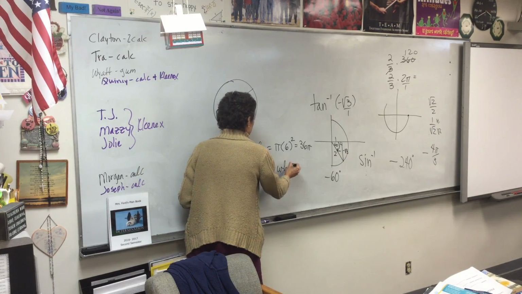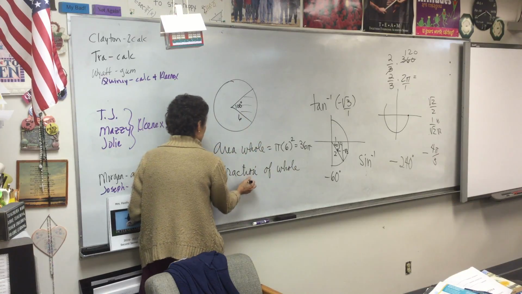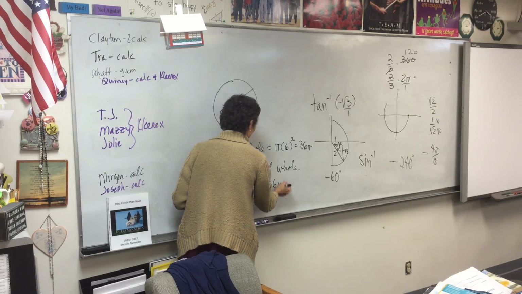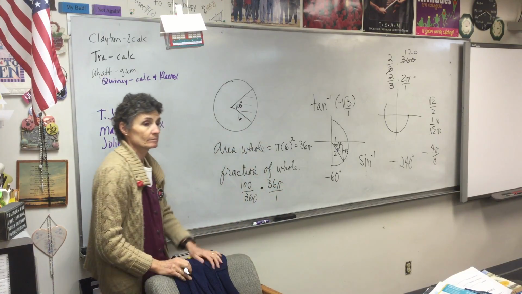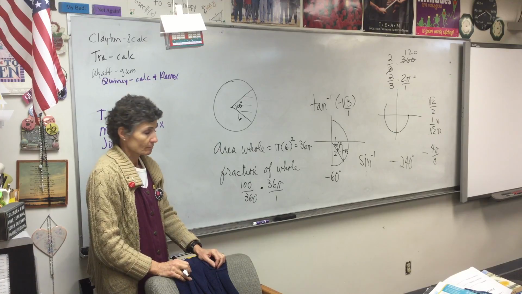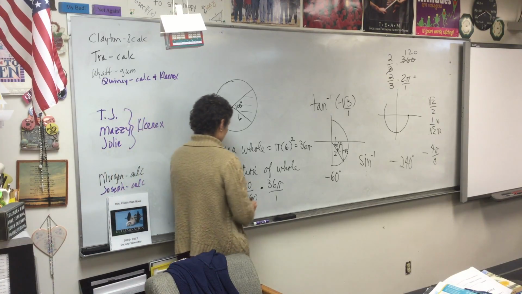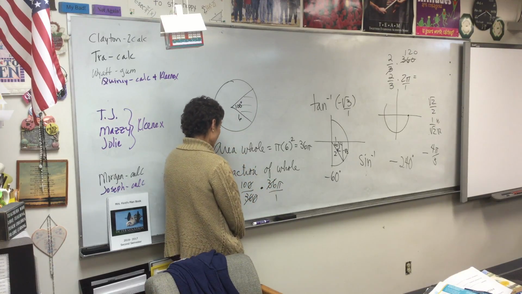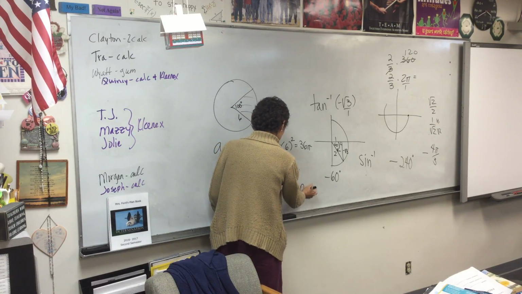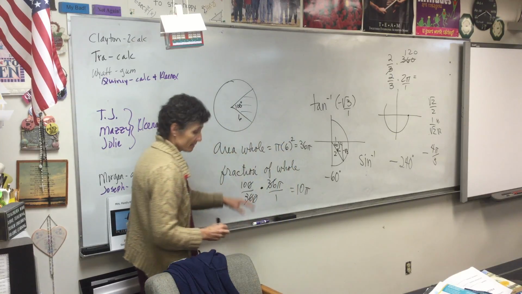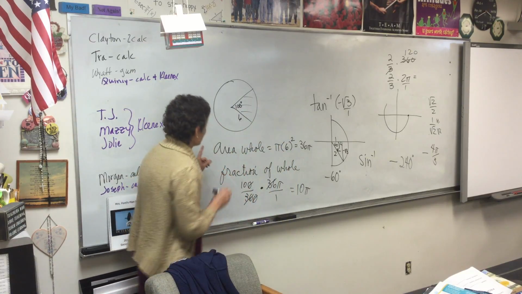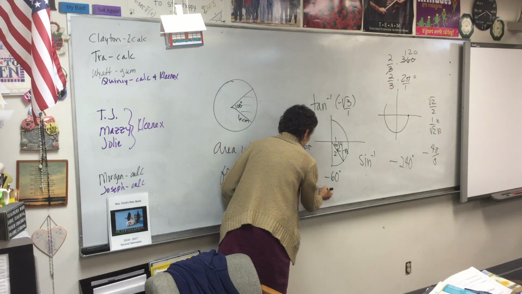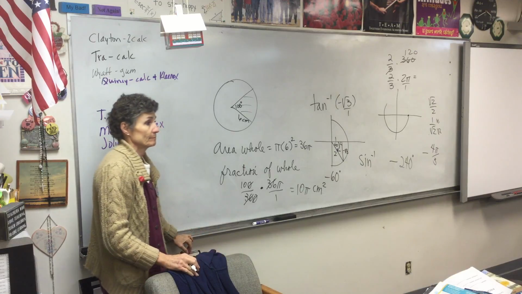So the fraction I want is 100/360ths of the whole thing. Those are going to cancel. Those are going to cancel. Looks like 10 pi. Is that right? And I don't know if there's units on that or not, but let's say this was 6 centimeters. Then the area would be square centimeters.